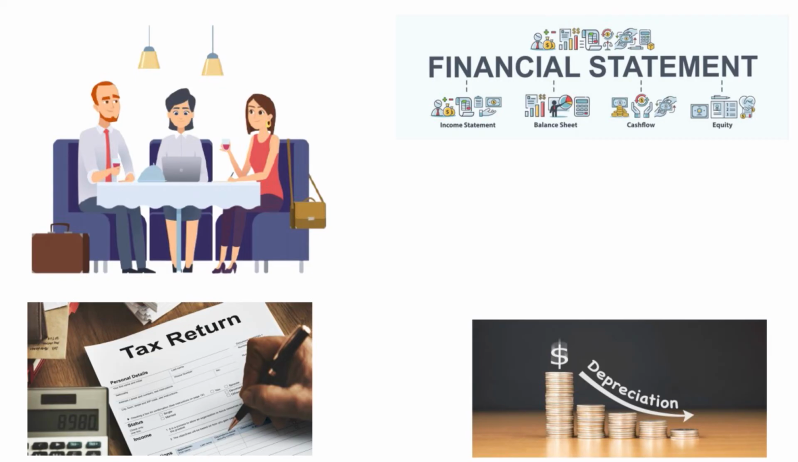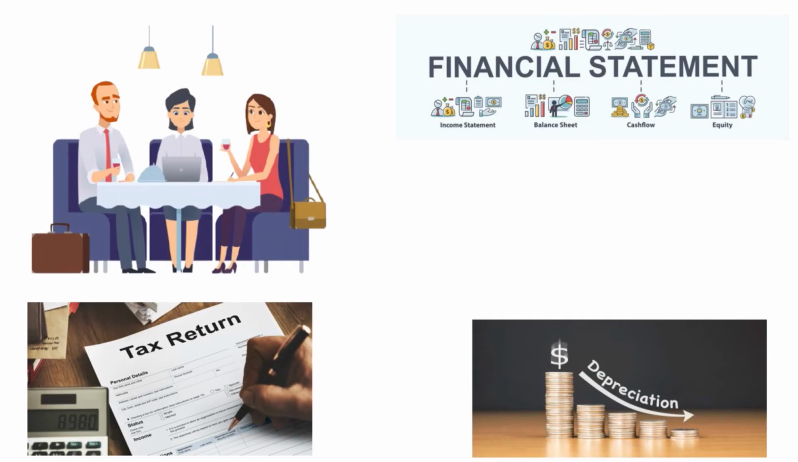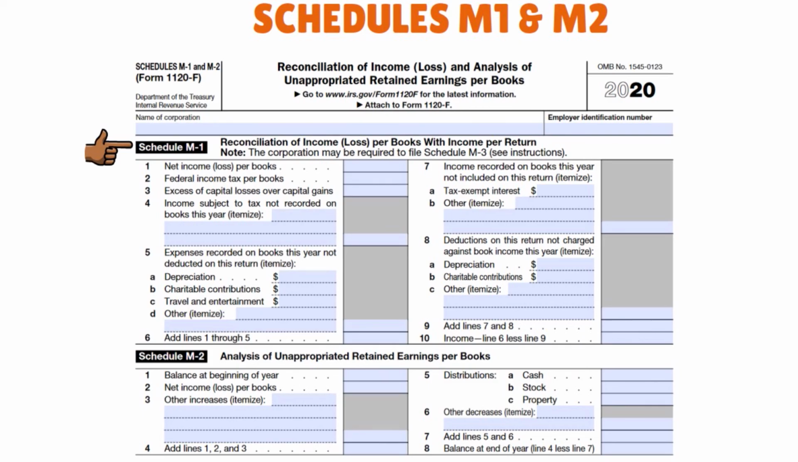So Schedule M1 reconciles what's on your books, what's reported on financial statements, to your tax returns. In other words, we have something called U.S. GAAP, generally accepted accounting principles. That's the principles based on which the financial statements are prepared. But the IRS has its own accounting principles, right? So Schedule M1 here allows you to reconcile that.